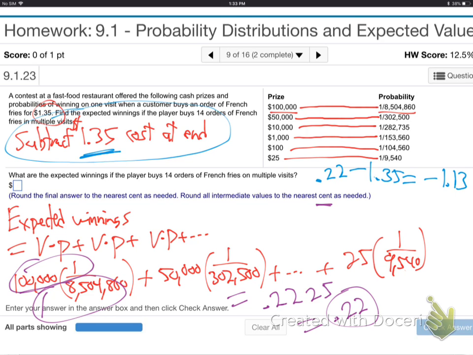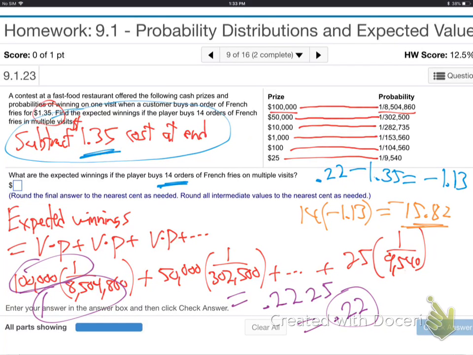And how many times are we doing this? 14 times. So if you do this 14 times, what can you expect to happen to your bank account? 14 times $1.13 loss. I'm getting $15.82. We can expect to lose $15.82. We'll get our fries, our 14 orders of fries. We might win a prize. We might not. On average, $15.82. Let me go back again.